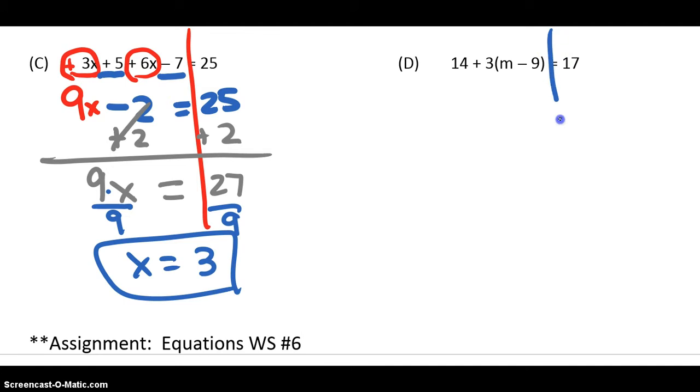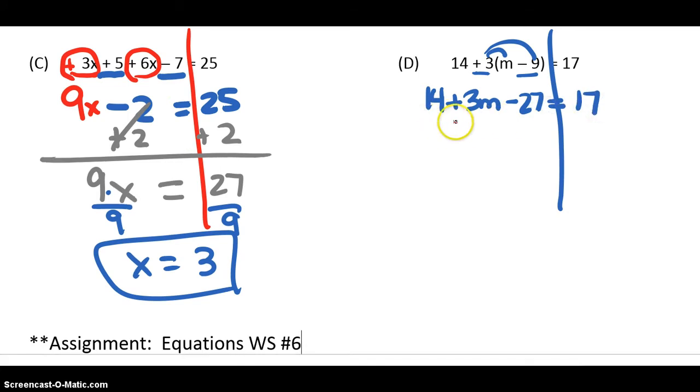Example D. Find your equal sign. Look for your variable. It's on the left-hand side, but you can tell by the left-hand side that I need to do some cleaning up. Means I need to simplify. In order to simplify, I want to use distributive property right here. I have to bring the 14 down though, because it's not involved in that. Plus, and then 3 times m is 3m. 3 times a positive 3 and a negative 9, I want to make minus 27, equals 17.